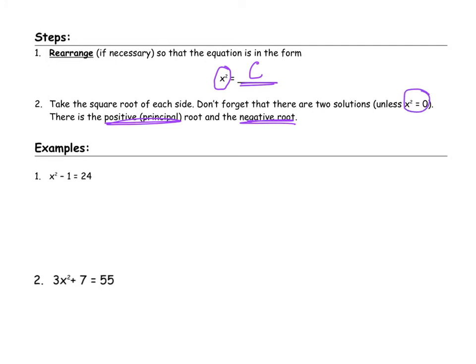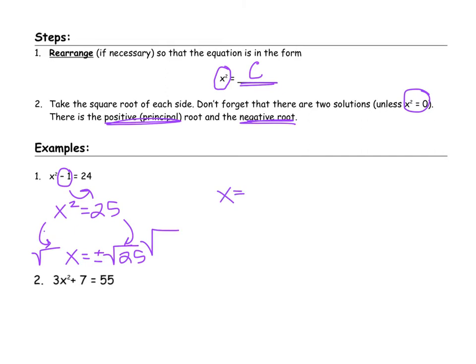Okay, so let's take a look at this first example. I want to get x squared by itself, so I will move the 1 onto the other side, and I get x squared equals 25. Now I'm just going to take the square root of both sides. Don't forget that I need a positive and negative square root. So I have x equals the positive or negative square root of 25, which means x equals 5 or x equals negative 5.